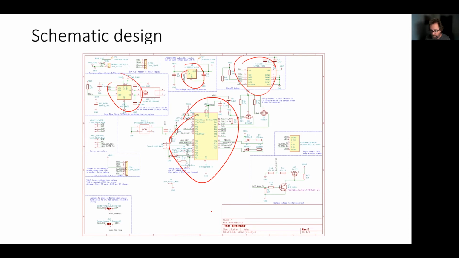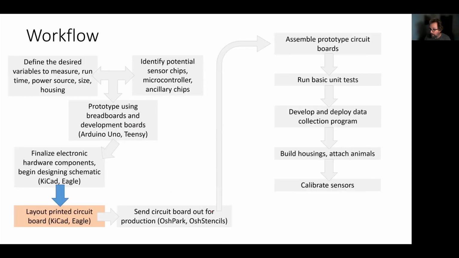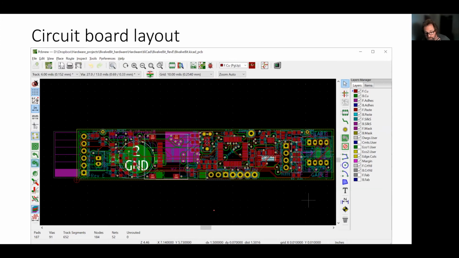And then you want to develop a circuit board that represents that as well. Both of those packages, KiCad and Eagle, have the facility to actually lay out the physical circuit boards. This is a representation of one of these data loggers. There are footprints in red here, showing where each of these various chips would live.